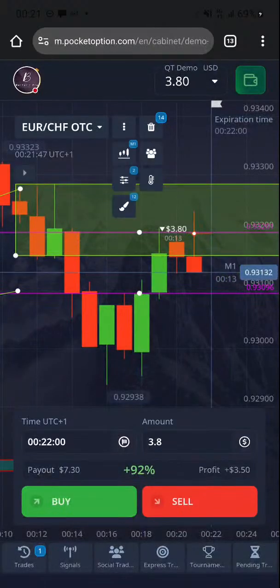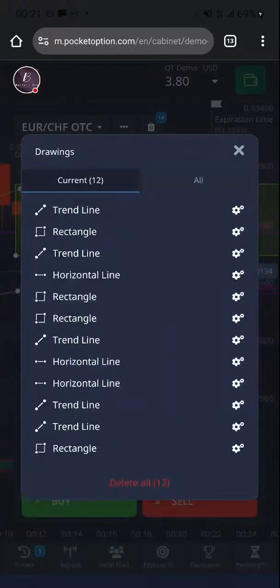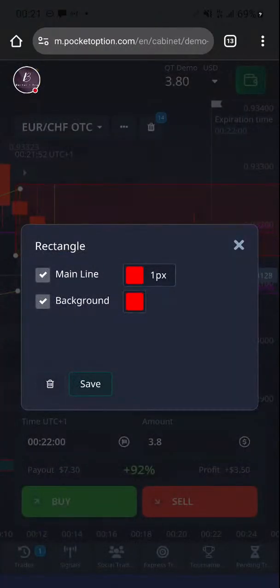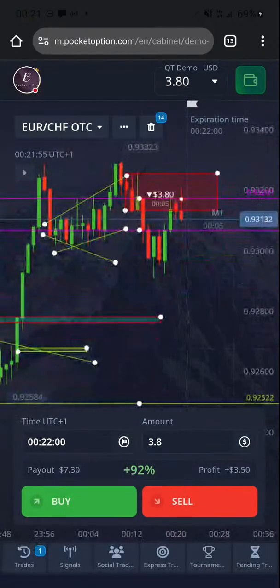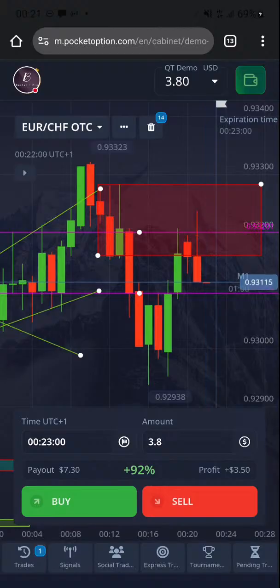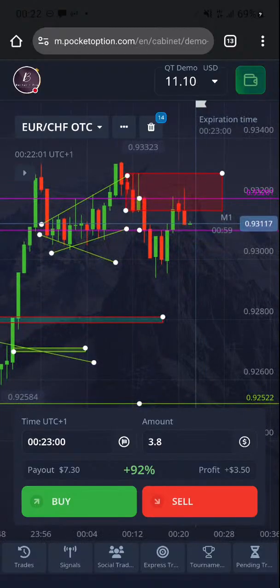Basically, let me mark this supply area. Okay, this is what I'm talking about. This is how I mark my supply areas. So at a glance, I already know where the buyers and sellers are in the market.